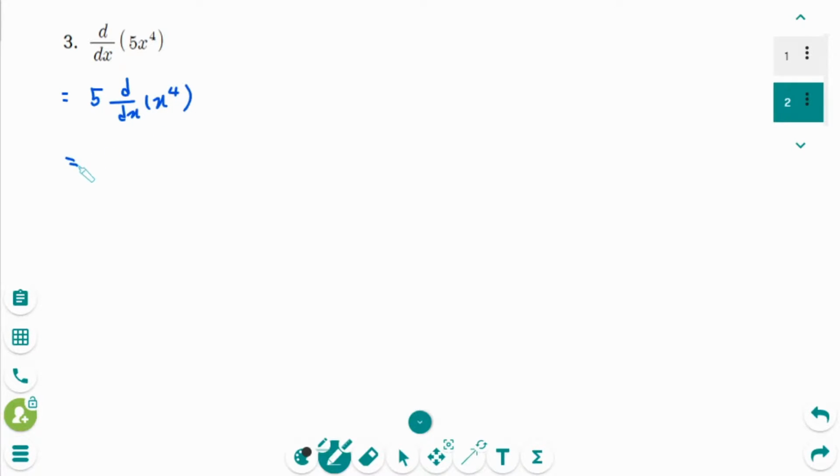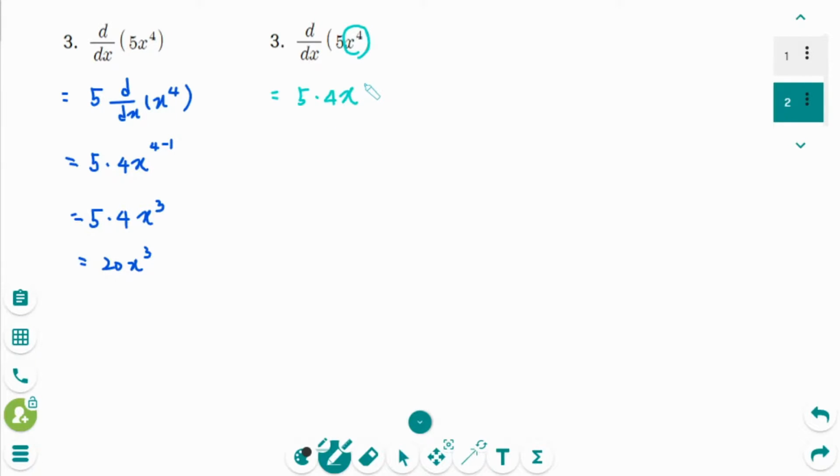4, equals 5 times 4x to the power of 4 minus 1. So 5 times 4 times x to the power of 3. The final answer is 20x cubed. Or keep the coefficient 5 times the derivative of x to the power of 4, which is 4x to the power of 4 minus 1. So 20x to the power of 3.